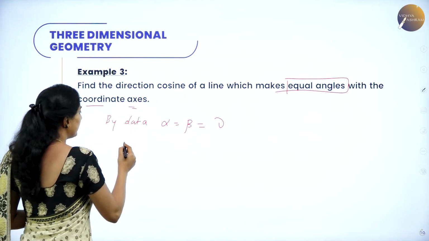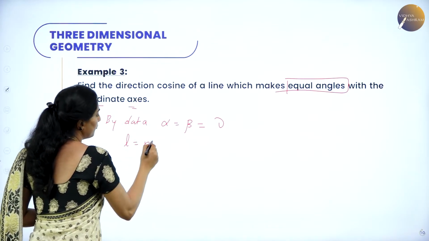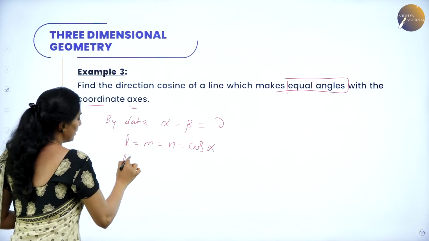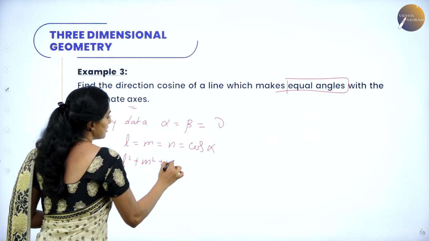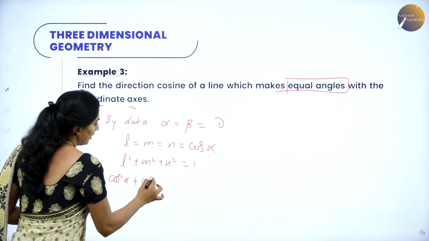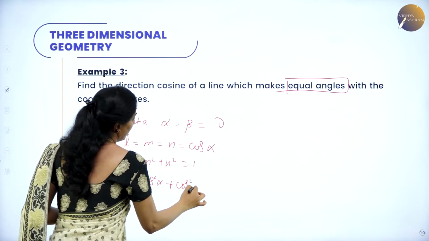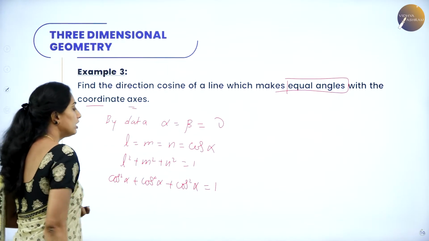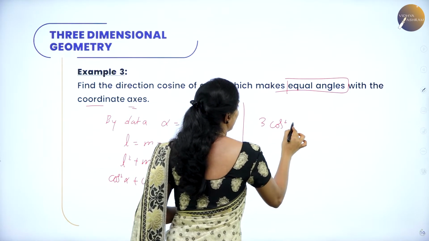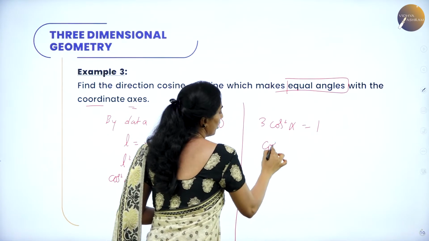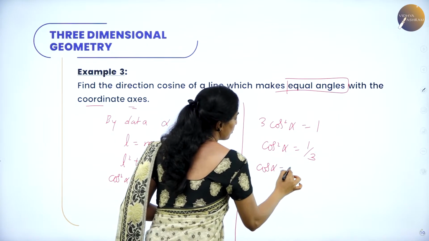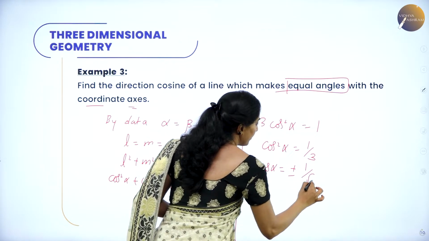Now therefore you can take it as L is equal to M is equal to N is equal to cos alpha. So you know that L squared plus M squared plus N squared is equal to 1, which is cos squared alpha plus cos squared alpha plus cos squared alpha is equal to 1. So this is 3 times cos squared alpha is equal to 1. Otherwise, cos squared alpha is equal to 1 by 3, or cos alpha is equal to plus or minus 1 divided by root 3.